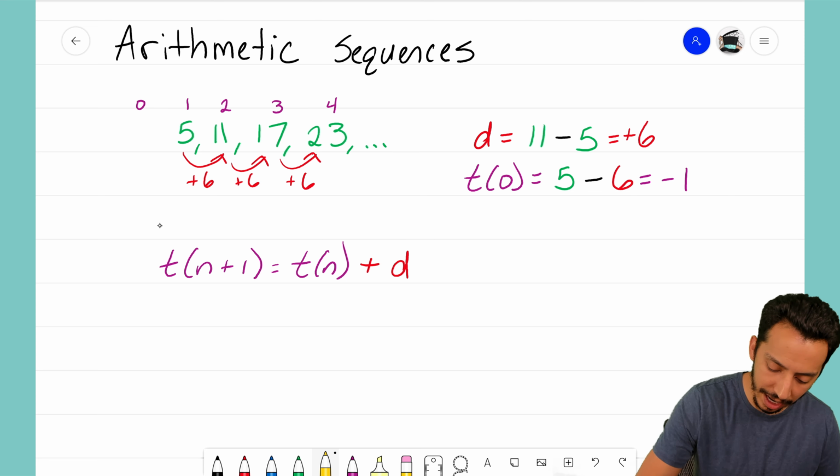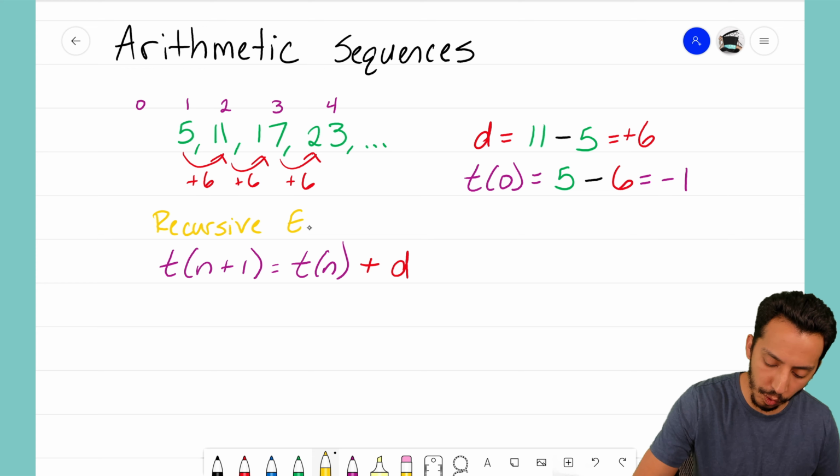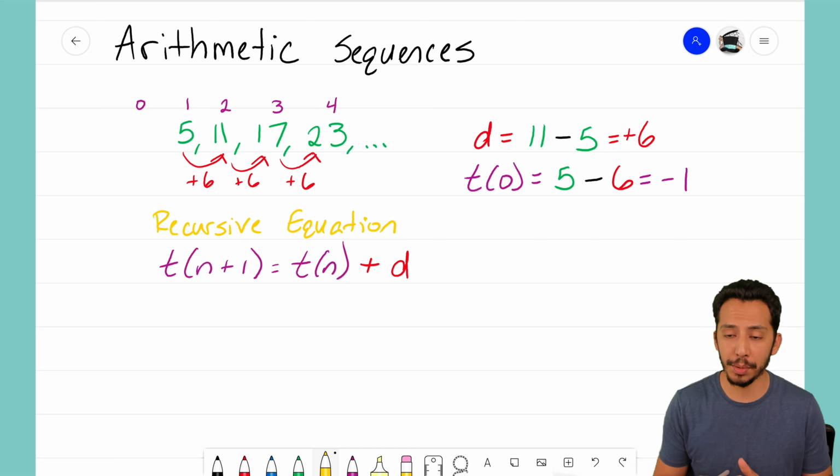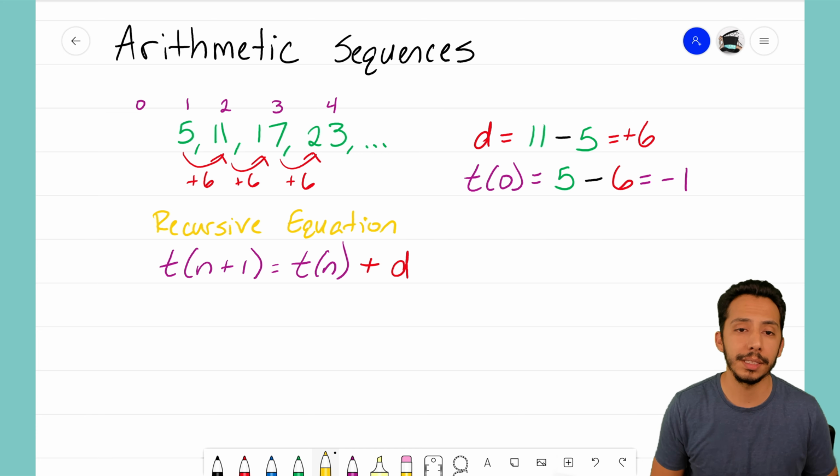Let me go ahead and write that out. This is the recursive equation formula for an arithmetic sequence. This just says, and I know we might get tripped up a bit by this n plus 1.